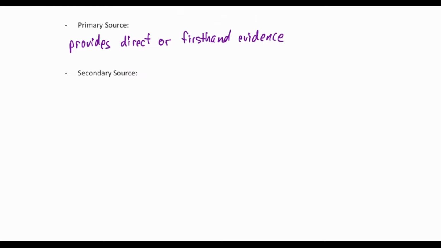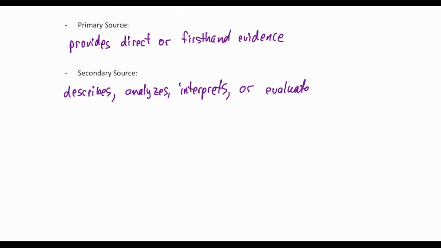So that is something to watch out for, but let's write down our definition. A secondary source is one that describes, analyzes, interprets, or evaluates primary sources, or in other words, someone else's original work.